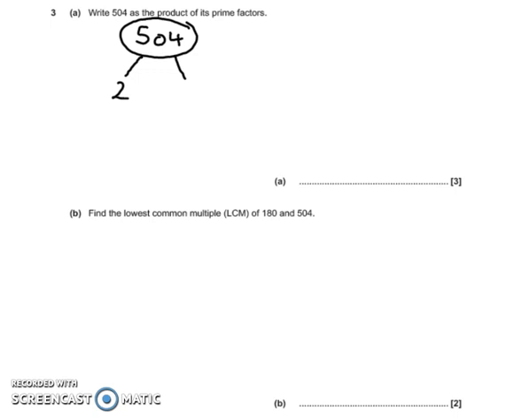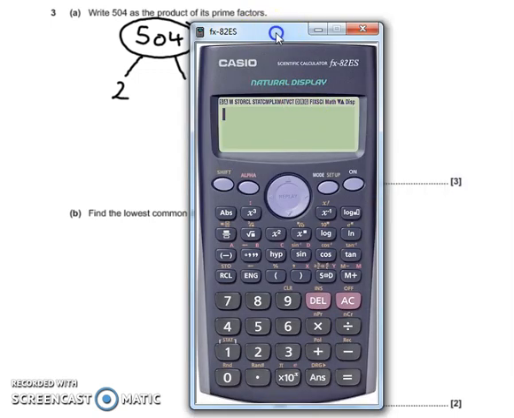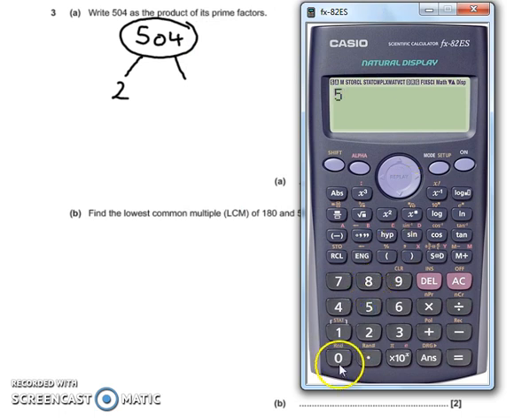This is a calculator paper, so I'm going to bring up my calculator, which is this one here, because if you've got a calculator, why not make it nice and easy for yourself? 504 divided by 2 is equal to 252. That's also an even number, so again I'm going to divide by 2, so underneath I'm going to write a 2. And when I divide 252 by 2, I get 126. Again even, so I'm just going to carry on dividing by 2. And this time I'm going to get 63.